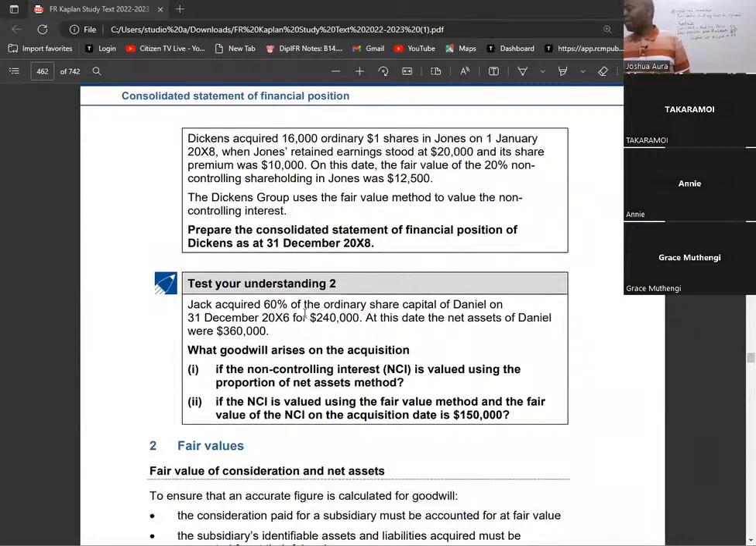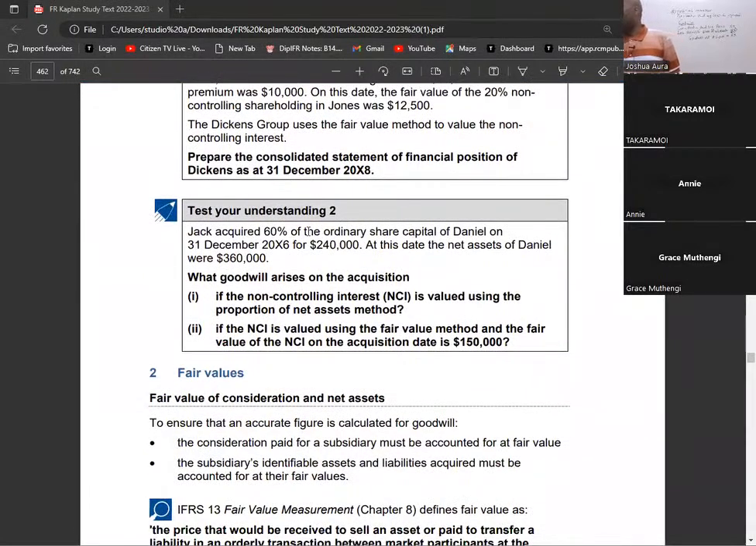Yeah, we have an example here, just to understand it too. Jack acquired 60% of the ordinary share capital of Daniel on 31st December 2016 for $240,000. At this date, the net assets of Daniel were $360,000. What goodwill arises on the acquisition?